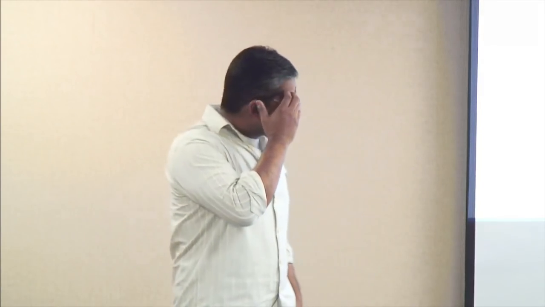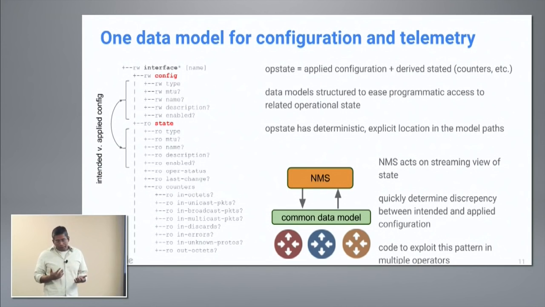So again, Matt, you touched a little bit on this. Now we want the NMS to act on the streaming view of the state. So I'm observing the behavior of the network through this state feed, and then I can push configuration. If I need to compare for discrepancies what I push down versus what the operational state is telling me, it's very easy to do a get on a particular interface or the whole set of interfaces and get the configuration and state data together, and then very easily compare the two. We already have some code in several operators, not just us, that is exploiting this pattern, and we're just getting experience with it now. It seems to be working pretty well.